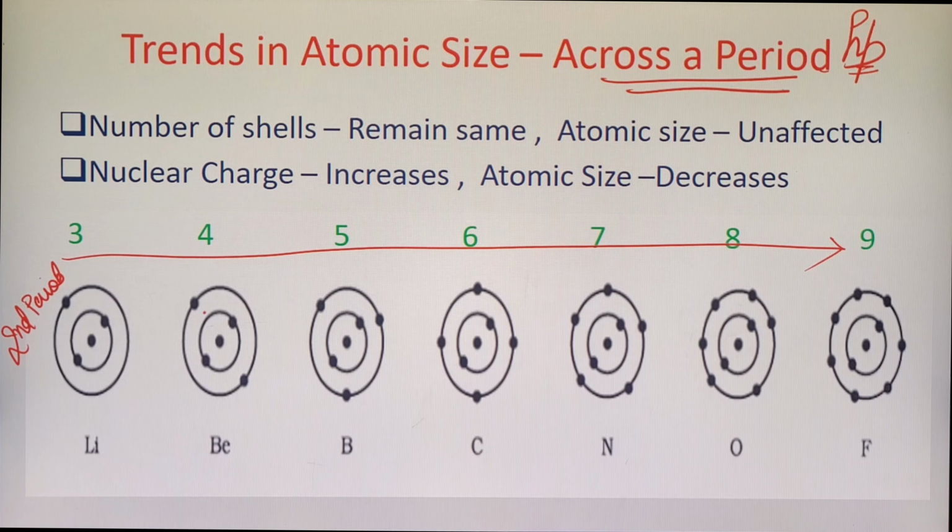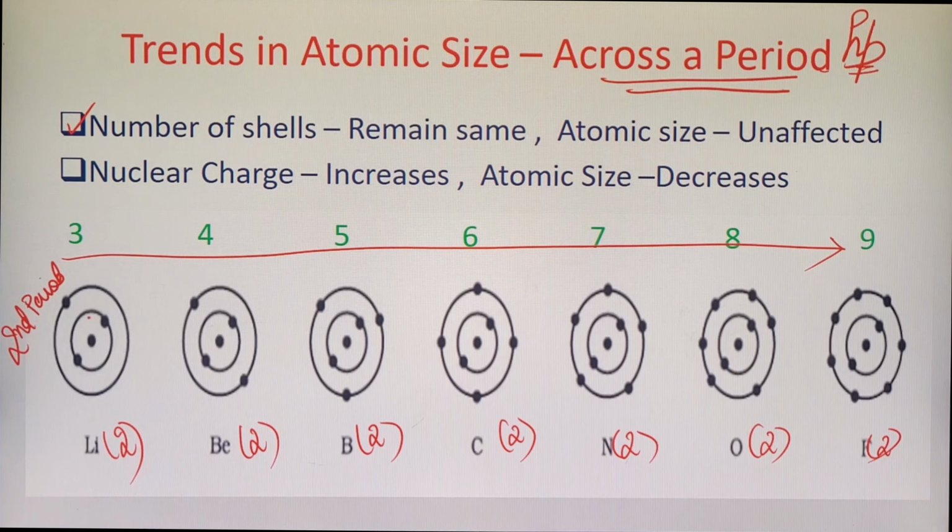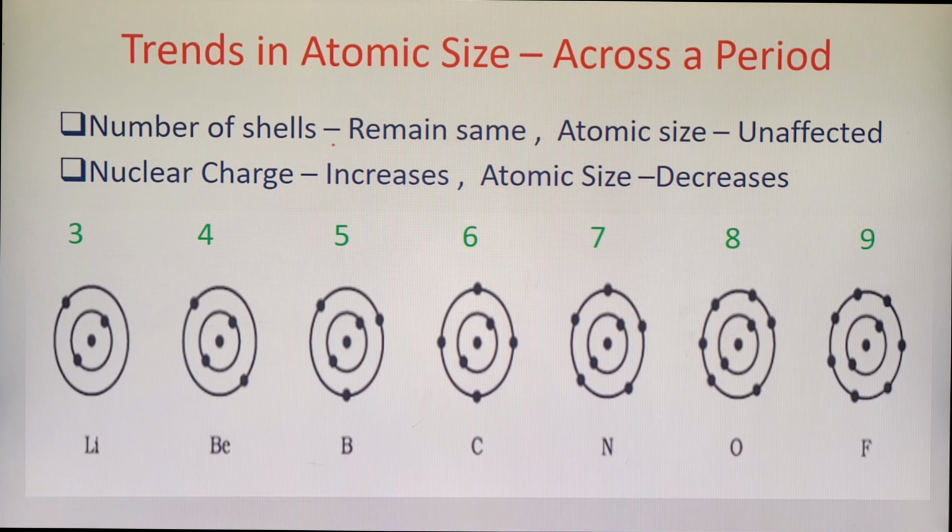Now let's see what are the two factors affecting atomic size. We know the first factor affecting atomic size is the number of shells. How many shells does lithium have, children? 2 shells. Beryllium, 2 shells. Boron again 2. Carbon has 2 shells. Nitrogen has 2. Same with oxygen and fluorine. Can you see in the diagram? The number of shells is 2. So the number of shells remains the same. If there is no increase or no decrease, atomic size will remain unaffected.